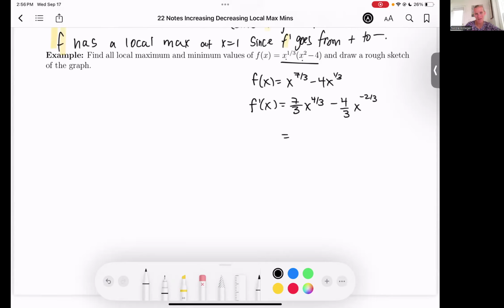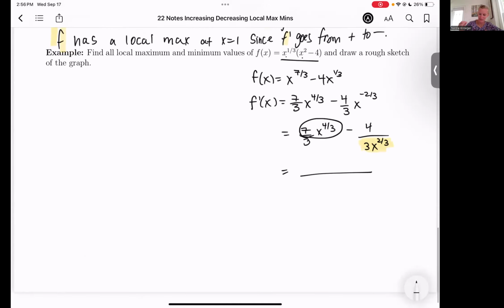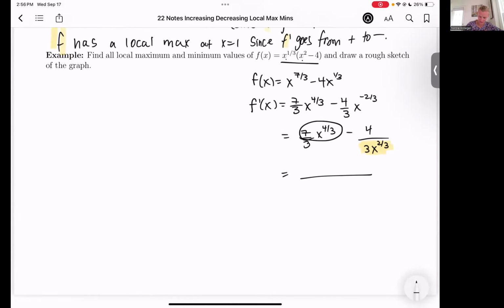I'm going to rewrite all of this so that we can find the critical numbers. This is really kind of the messy part of this one, finding the critical numbers. But let's rewrite this as 7/3 x to the 4/3 minus 4/3 x to the 2/3. And let's go ahead and find a common denominator for these two pieces. That common denominator is going to be 3x to the 2/3. So to get this with that denominator, I'm going to need to multiply that by x to the 2/3.